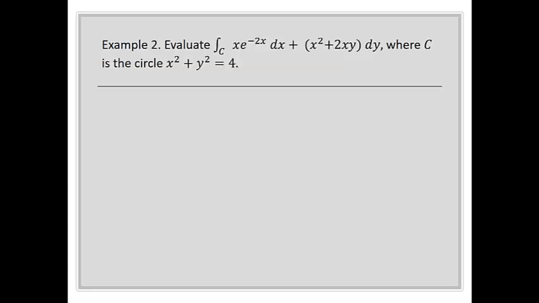Let's evaluate the line integral of x e to the minus 2x dx plus x squared plus 2xy dy, where C is the circle x squared plus y squared equals 4. So let's start with the visualization of C. So it's this circle that we see here, x squared plus y squared equals 4. So a circle centered at the origin of radius 2.